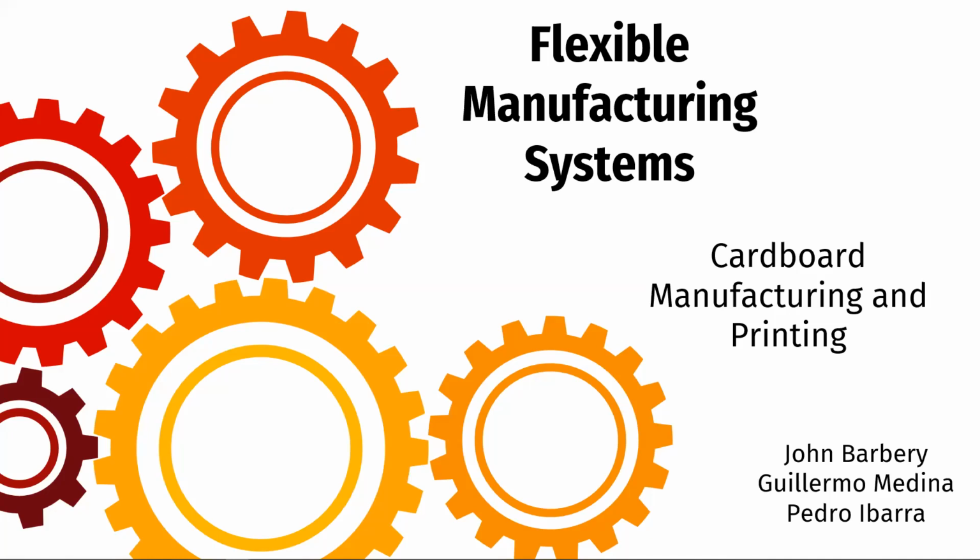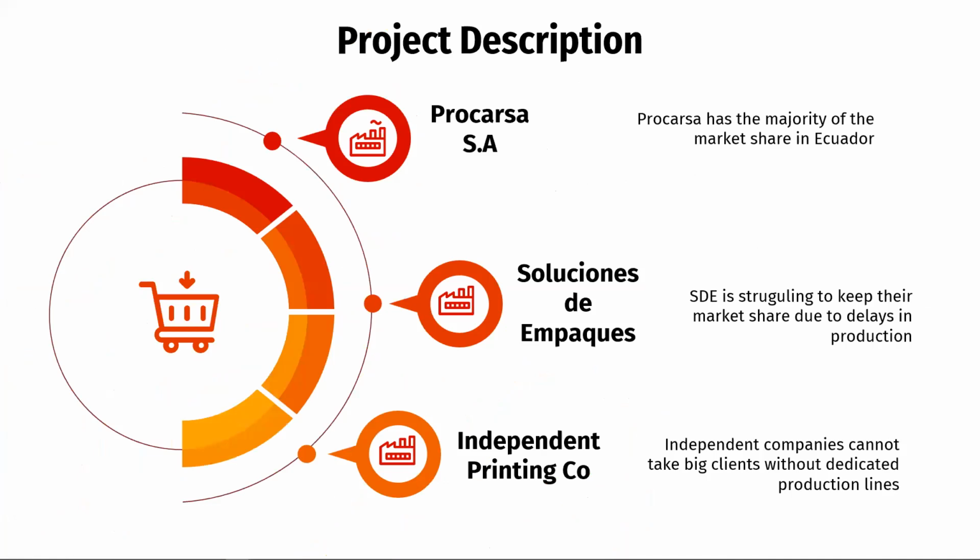Hi, I'm John Barberi. I'm going to talk about our project, about this flexible manufacturing system. It consists of a cardboard company named Soluciones de Empaques. Soluciones de Empaques is actually struggling to keep their market share due to the delays in production. This is because they are increasing the number of clients that they have, so they are having a hard time keeping up with the production.